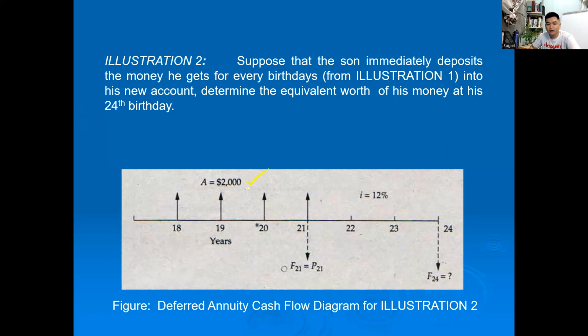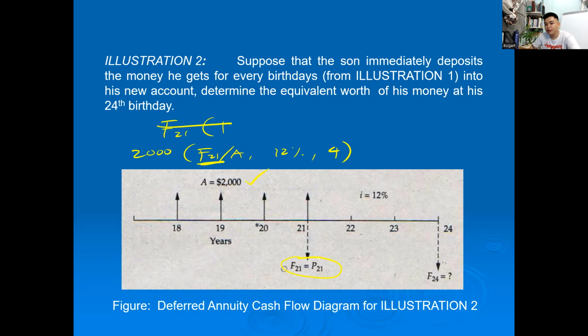From here, makukuha namin si F21. Di ba? That will be finding F21, no. Sorry, nababaliktad ko lagi. That will be finding F21 given A, for annuity of interest of 12% for the next 4 years. Kasi 4 na taon. 2018, 2021. And then annual 2,000. Okay? So kuha mo na si F21 dito.